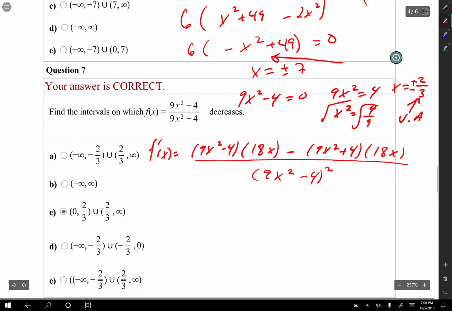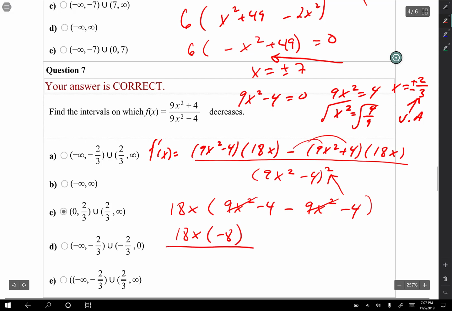All right, I'm going to factor out an 18x again. You already know your vertical asymptotes and the denominator is always squared, so I'm just messing with the numerator here, guys. So I'm going to factor out an 18x, and if you factor out an 18x, you're going to get 9x squared minus 4 minus 9x squared minus 4 when you distribute the negative like that. So then, these 9x squares cancel out, and you just get negative 8. So 18x, negative 8, and then the bottom you still have the 9x squared minus 4 squared. That's f prime.